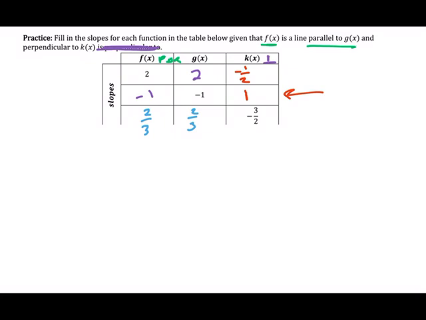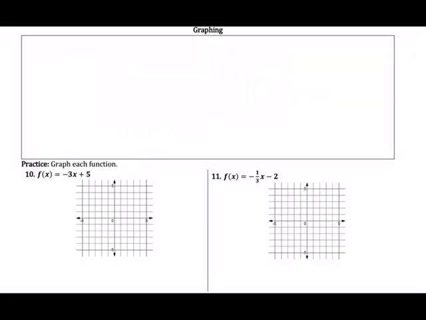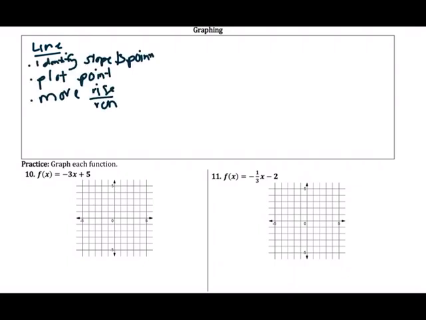Let's lastly move on to graphing. If we are graphing a line, and yes, we are going to graph something else in this section as well, make sure that you identify the slope and a point so that you can first plot that point and then move your rise and your run based on that slope. Don't forget to use a straight edge, and don't forget to have arrows on the ends of your line.